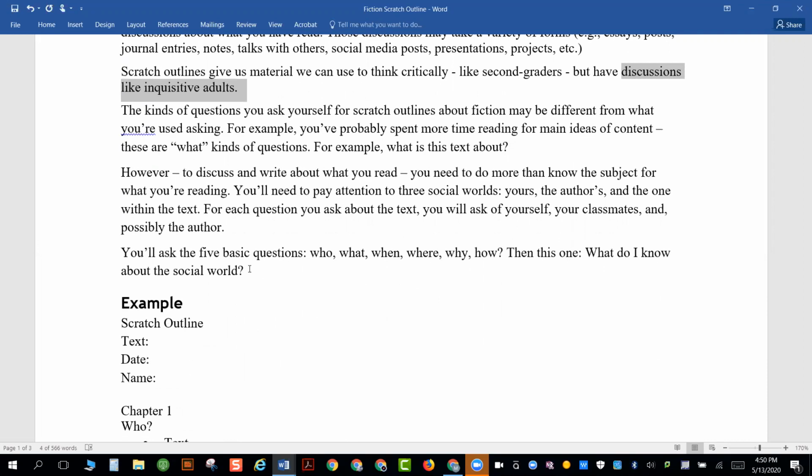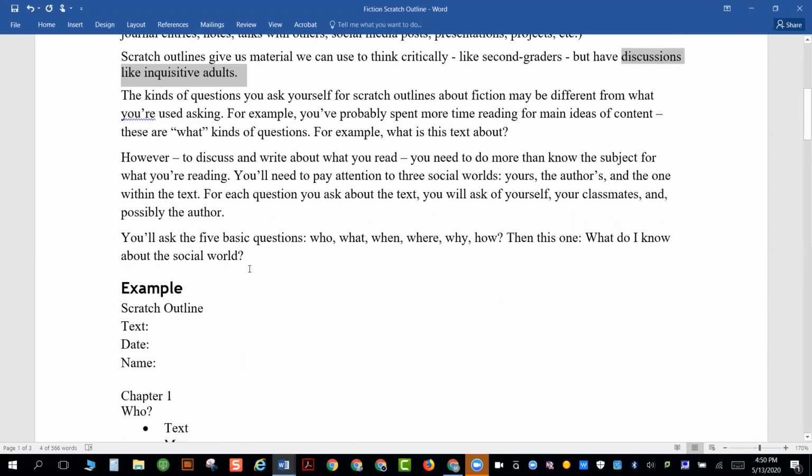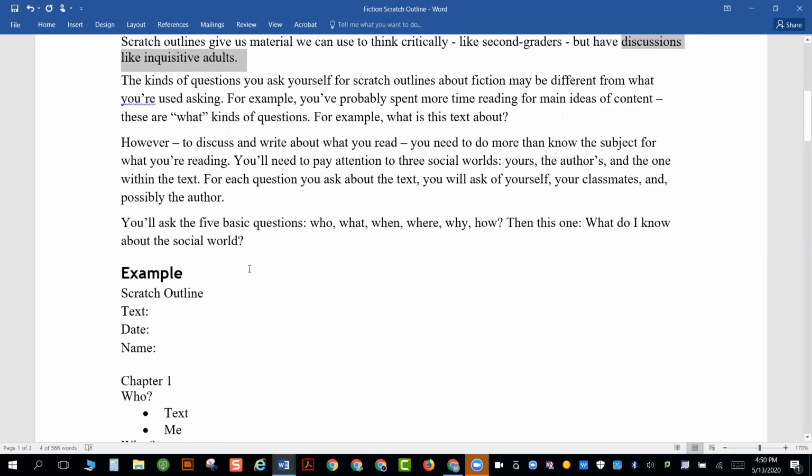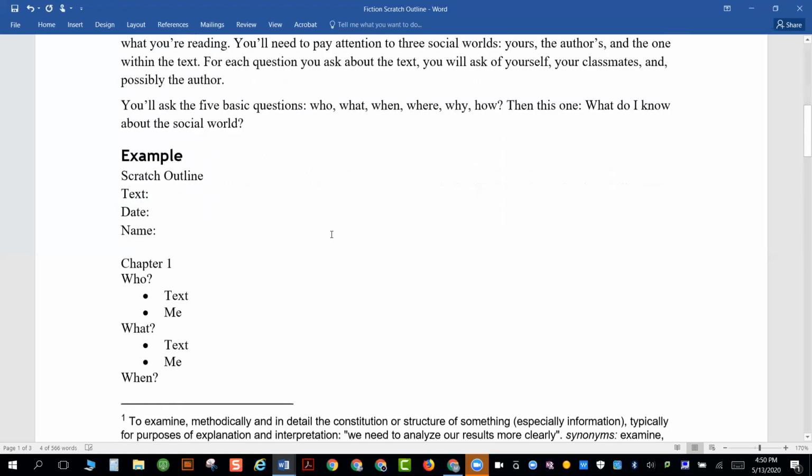Let the author have some space, and we're not going to think everything we read in the text is the author's brain and mind and limited. They give us something to work with. So you're going to ask five basic questions: who, what, when, where, why, and how. And then you're going to culminate that into, what do I know about the social worlds? Mine, the author's, and the one that's created in the text.